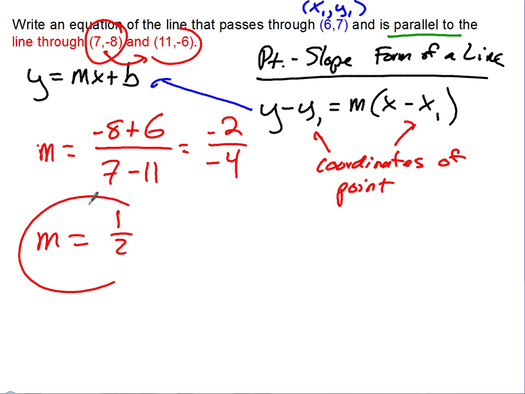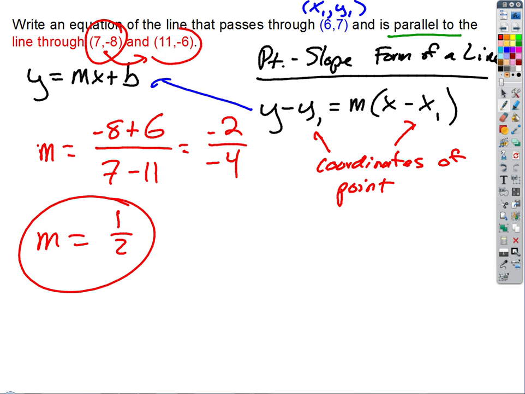Now we want our line to be parallel to that, so our line's gonna be same slope, right? And here's our point. Okay, so now let's use this point slope form and get an answer.